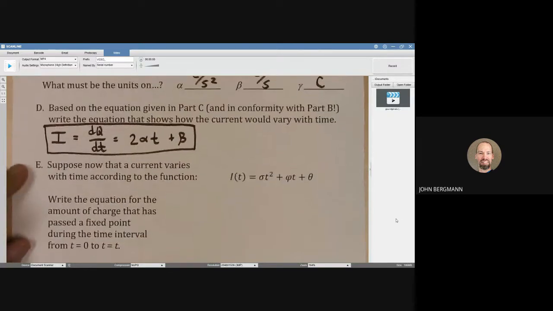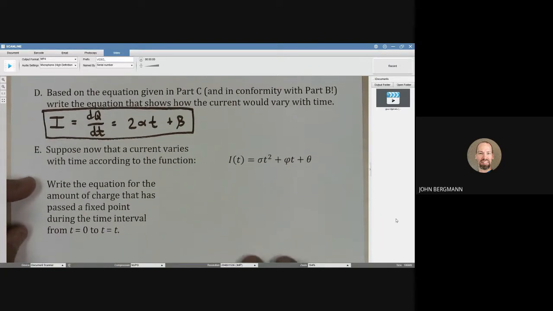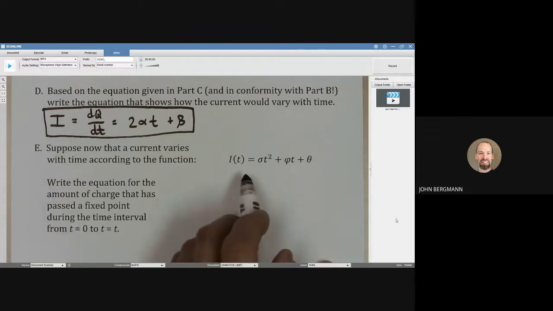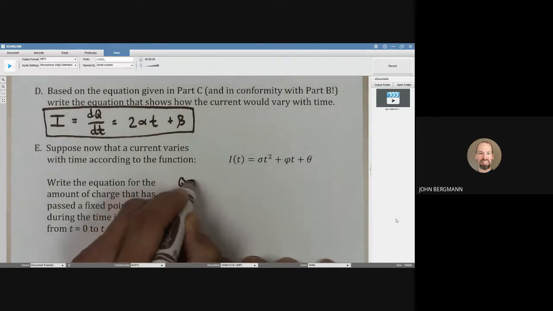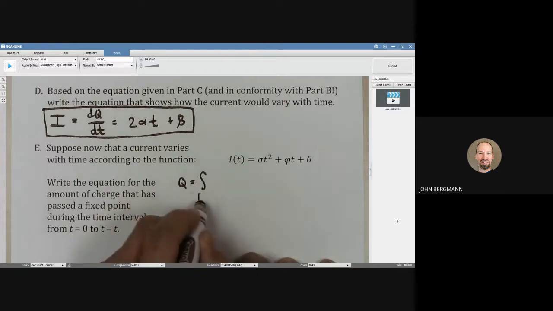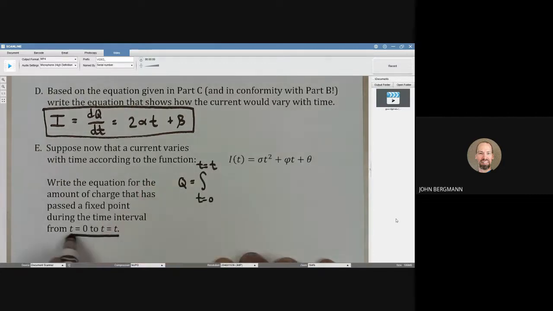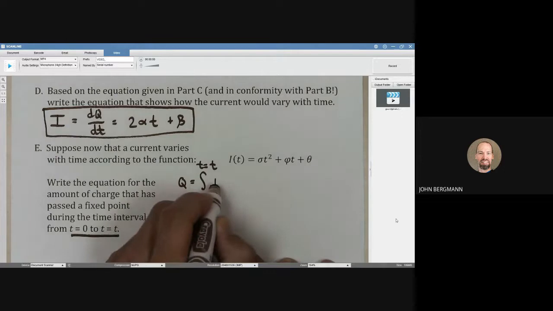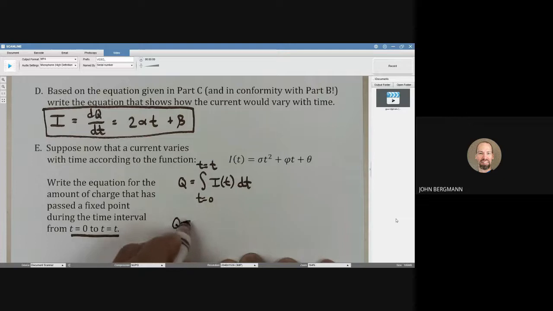Suppose now that a current varies with time according to this function here. Write the equation for the amount of charge that has passed a fixed point during the time interval from t equals 0 to t equals t. If we know the equation for the current per time and we want to know an amount of charge that has passed, then basically what we have to do to find the charge, don't we have to go from time equals 0 to time equals t, because those are the limits that are given here, we would need to integrate this with respect to time. Can we do that? Let's try.